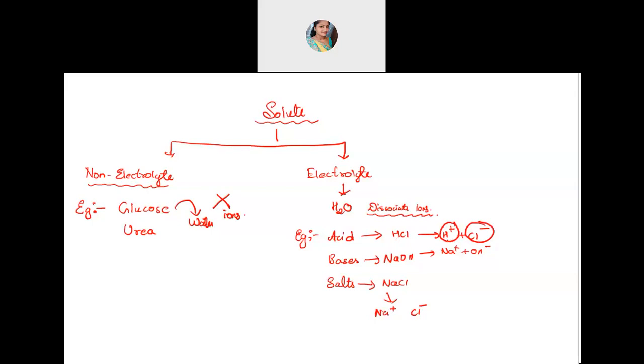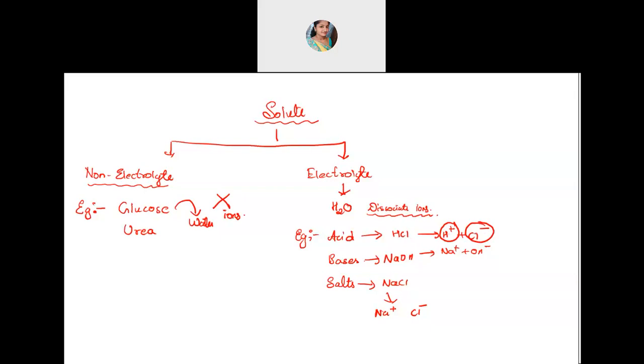And what do you mean by colligative property, students? Colligative property is that property which depends on the number of solute particles. Yes, very good, correct. Now, if you take an acid and dissolve it into the water, what happens to the number of solute particles? The number of solute particles will increase. Agree with me? If you have taken one HCl molecule, when you add it into the water, you get one H plus ion and one Cl minus ion.